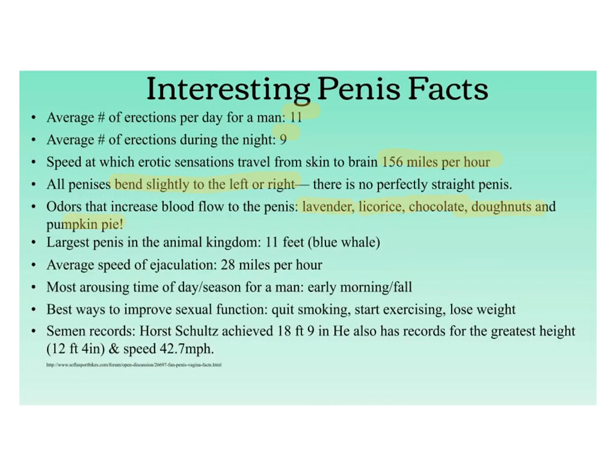The largest penis in the whole animal kingdom, and you're going to remember this for the rest of your life, is the blue whale at 11 feet. Look at your ceiling. Your ceiling is about 10 feet. Dang. The average speed of ejaculation when the semen comes out of the penis, it's coming out at about 28 miles per hour. Most arousing time of the day for a man is early morning and in the fall.